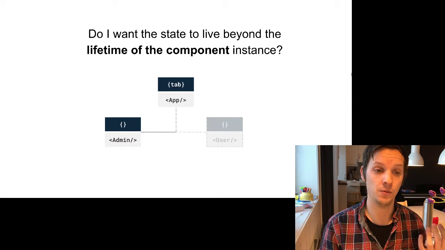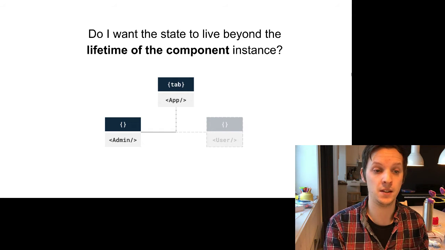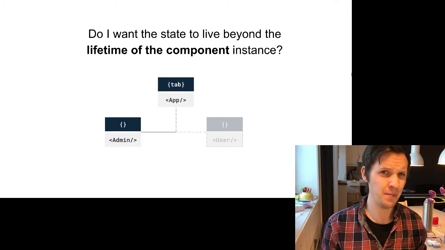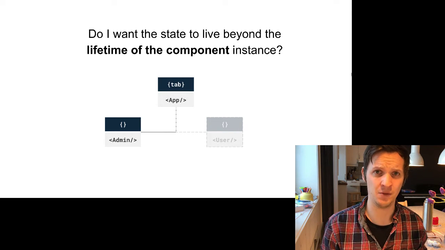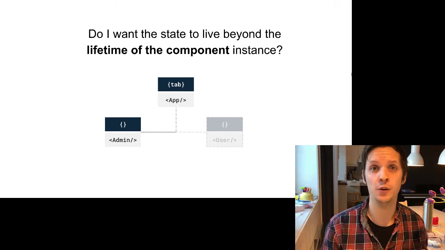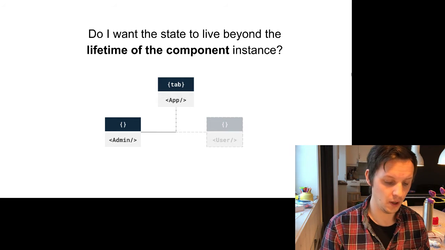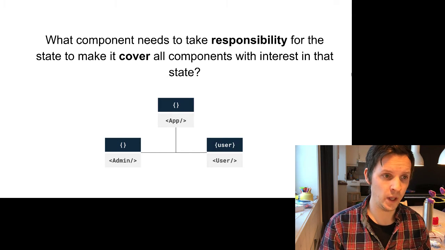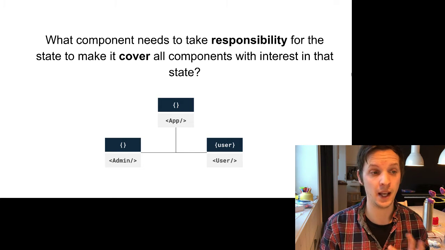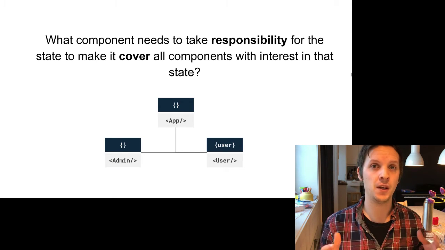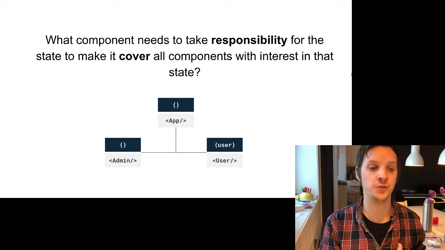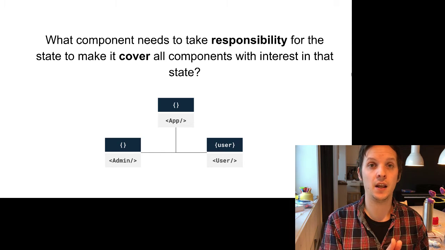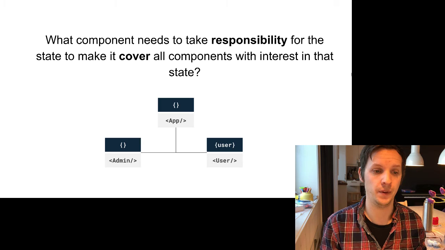So to fix this, we have to move that tab state up the component tree, and in this example to the app component. But the app component doesn't care about this state really, it's just kind of like helping out. And then we have a similar case where we have to think about, whenever we introduce state, which component should be responsible for this state, so that the components that want to look at that state can do so.